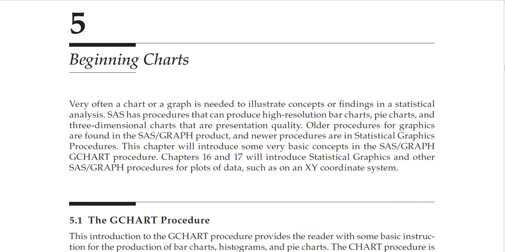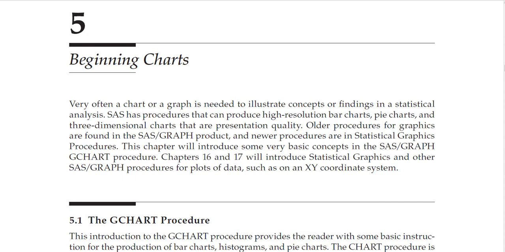In Chapter 5, we have some instructions for beginning charts. To do this, we're going to use an older procedure that's within the SAS-Graph product, the procedure called G-Chart. G-Chart has some wonderful capabilities. We'll learn just the basics here in Chapter 5, and then later in Chapter 17 we'll learn some enhancements to the G-Chart procedure in terms of color and symbols and that sort of thing.